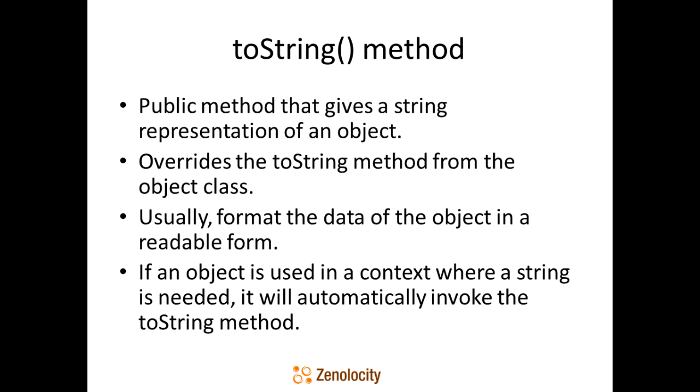The toString method provides a string representation of an object, and basically it overrides the default toString method provided from the Object class. Usually the toString method is used to format the data of the object in a readable form, and if you use the object in a context where a string is required, then Java will automatically invoke the toString method of that class.